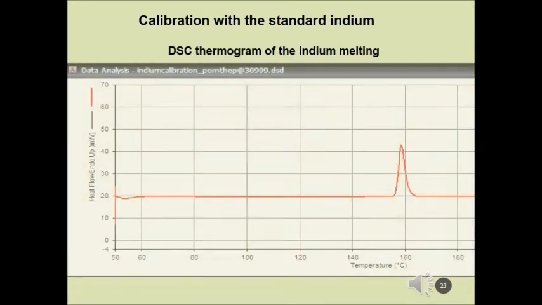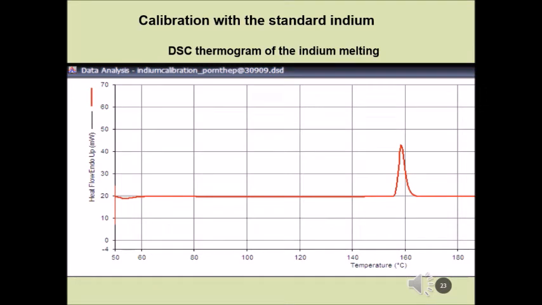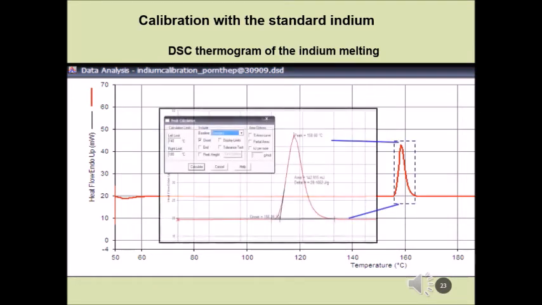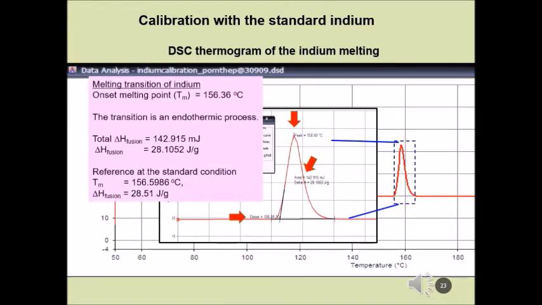Results and discussion for the calibration experiment are as follows. This figure shows the DSC thermogram of the standard indium. After data processing, the onset melting temperature was obtained, and the peak temperature and the enthalpy associated with fusion were determined. The DSC curve shows the fusion transition process with the melting point of 156.36 degrees Celsius for the indium under the present set of experimental conditions. The endothermic peak observed around 158 degrees Celsius suggests heat is absorbed by the sample.